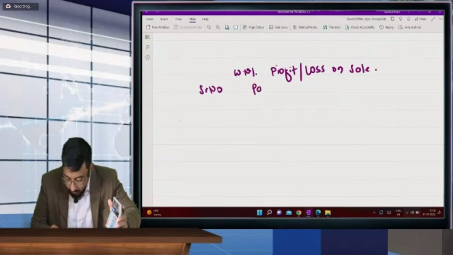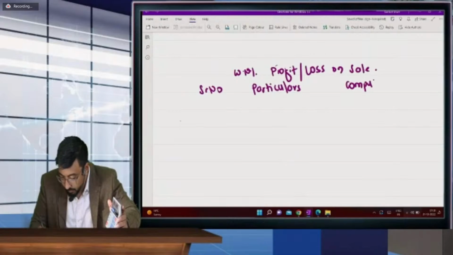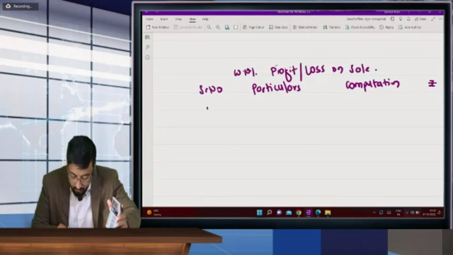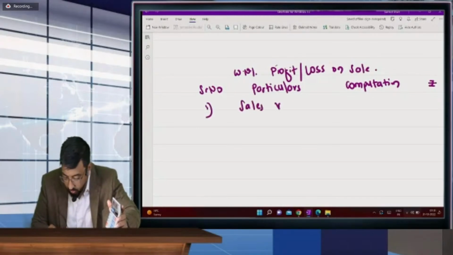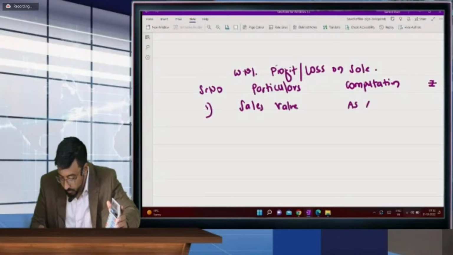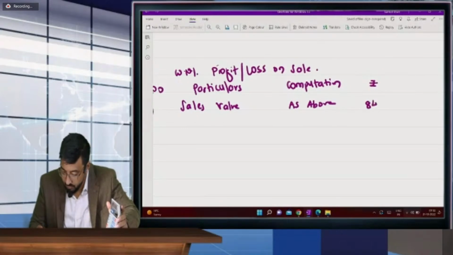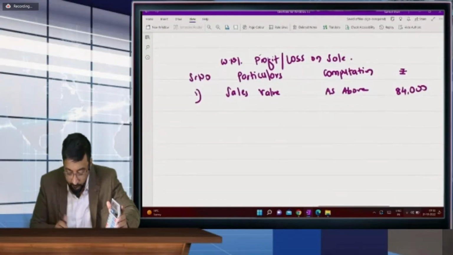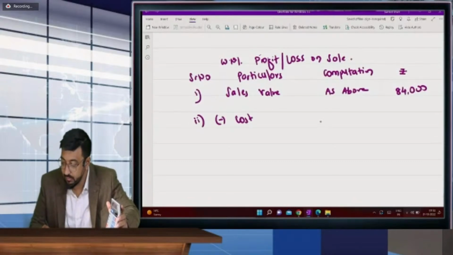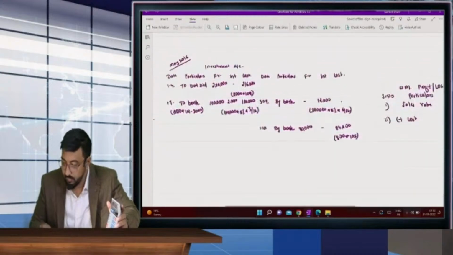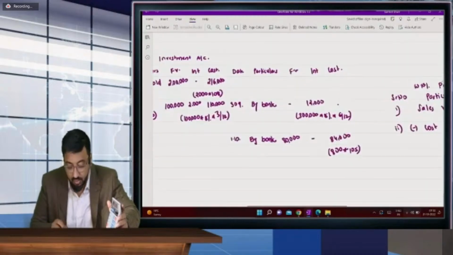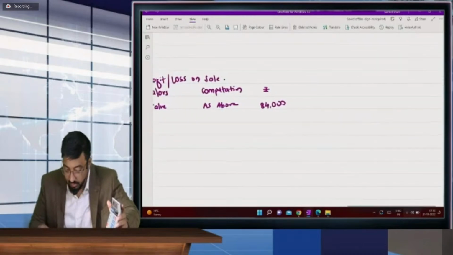Serial number, particulars, computation, rupees. Item 1: sales value as above, $84,000, less cost. Cost is, beta, 2,16,000, weighted average price.